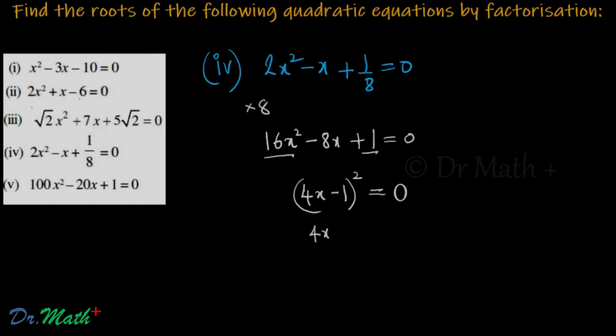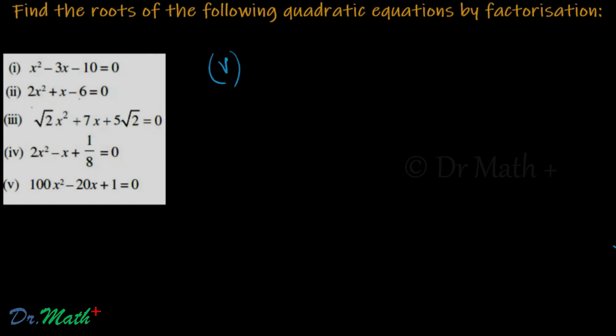This implies that 4x minus 1 is root of 0, that is 0. Therefore, 4x will be equal to plus 1 and x will be equal to 1 by 4. This quadratic equation is having only one root, that is x equals 1 by 4. Now let's see the fifth one.